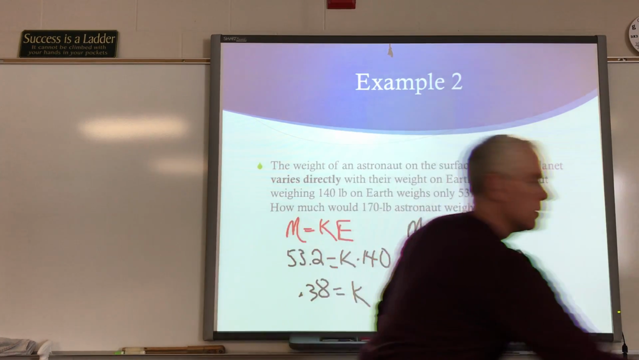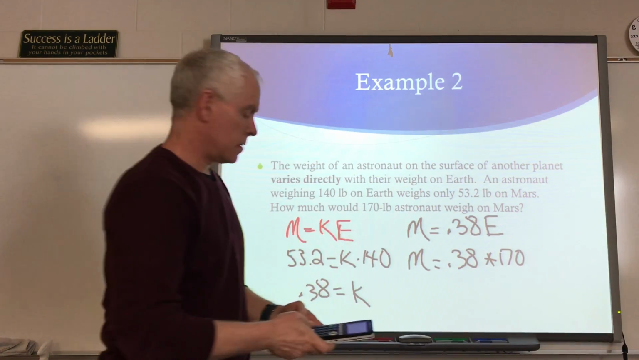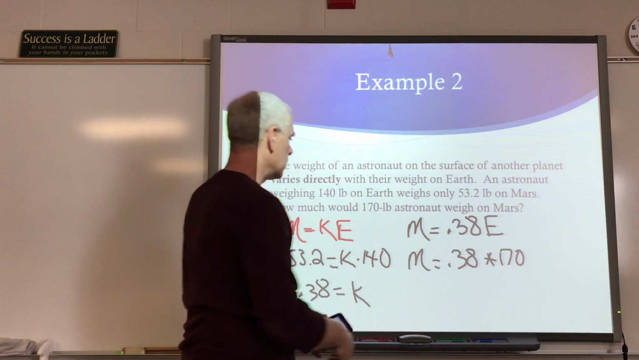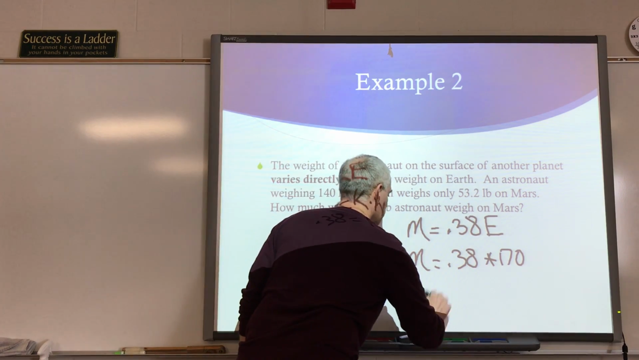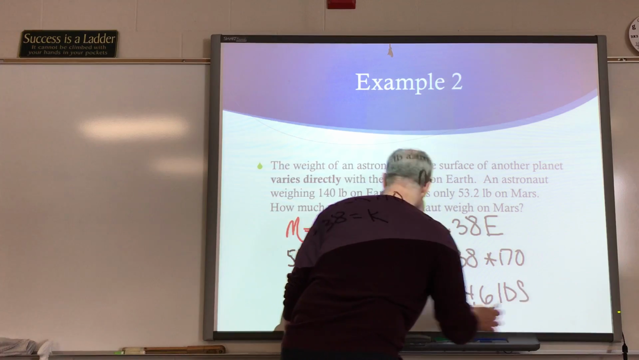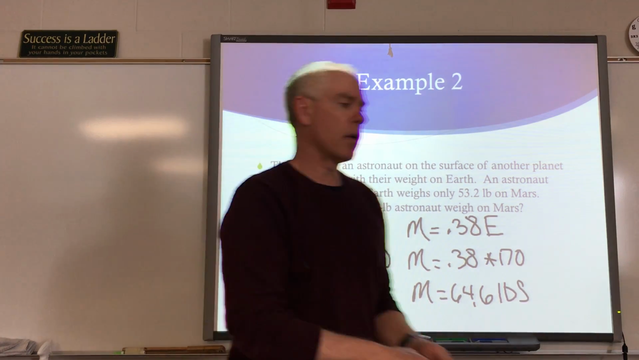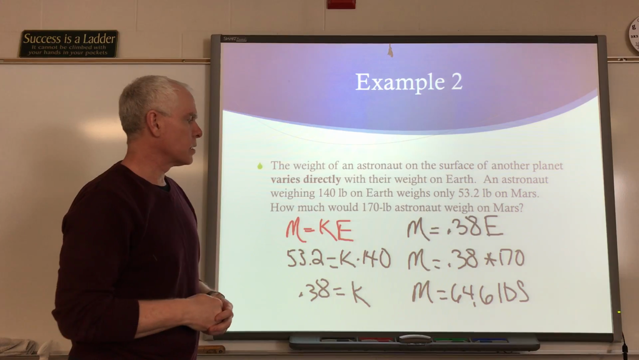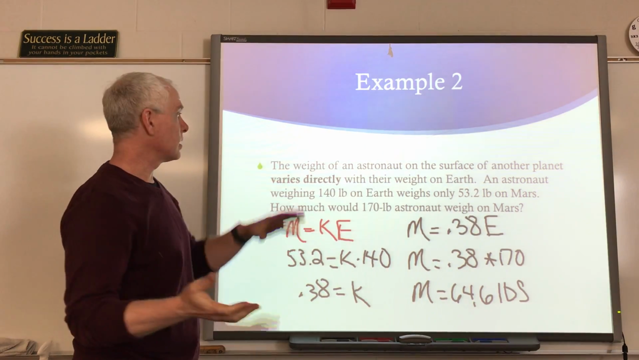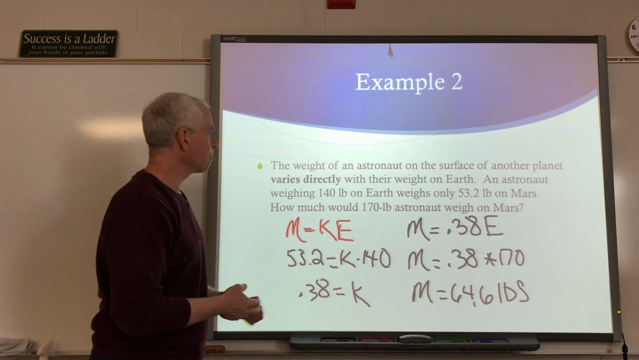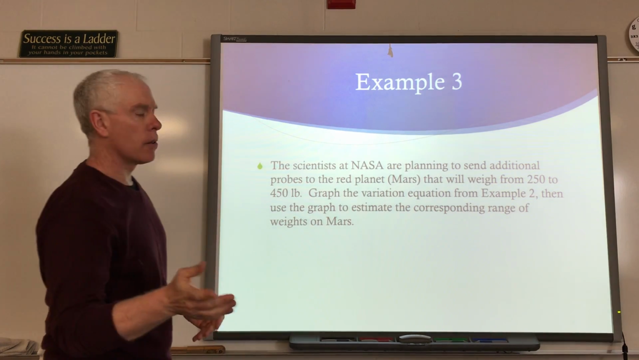And then grab my calculator: 0.38 times 170, I get 64.6. So a 170-pound astronaut on Earth is going to weigh 64.6 pounds on Mars. That's how you would apply those 4 steps that we were given on the previous slide. Okay, let's look at another one.